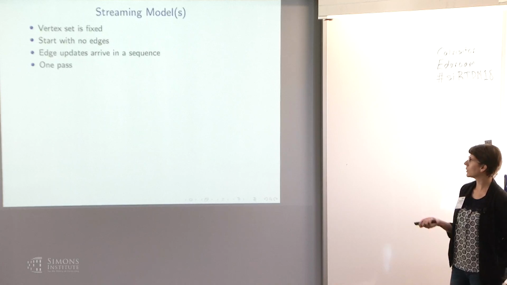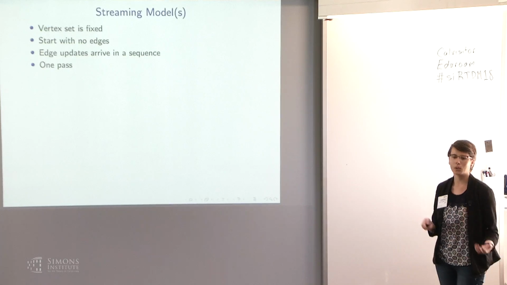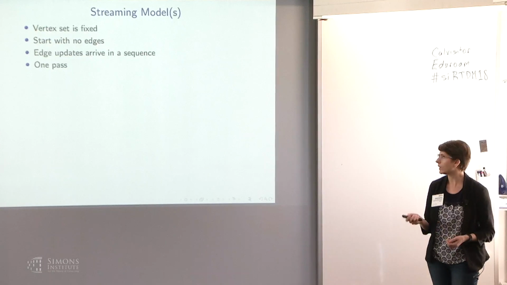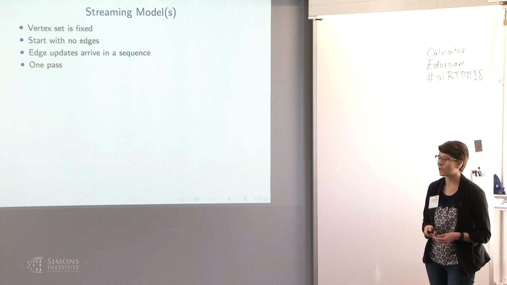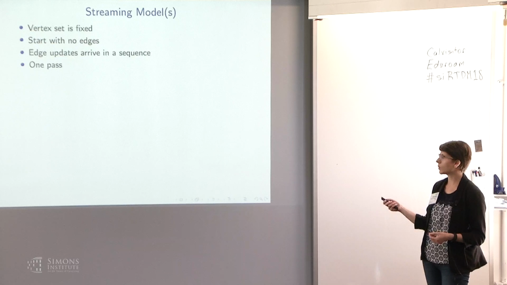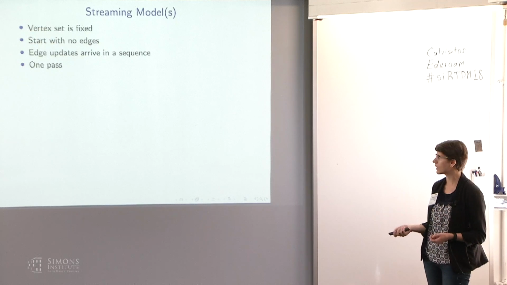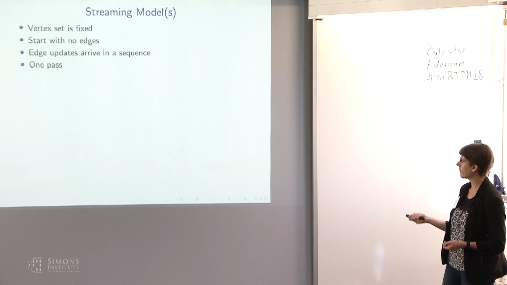So let's see how that is related to the streaming model. In streaming, we're assuming that we know the vertices of the graph in advance, though for some algorithms, we don't need that assumption. We start with an empty graph with no edges, and then observe a sequence of edge updates. And we can only look at the sequence once, so we're saying that we're taking one pass over the stream.